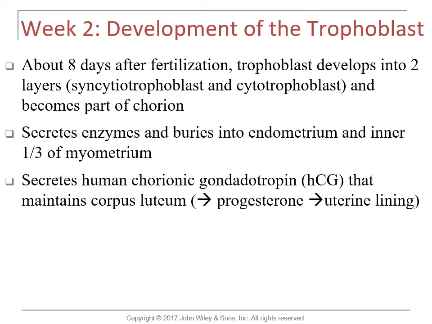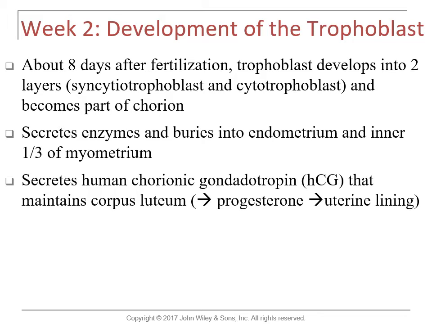The 2 layers of trophoblast become part of the chorion. Chorion is one of the fetal membranes as they undergo further growth. During implantation, the syncytiotrophoblast secretes enzymes that enable the blastocyst to penetrate the uterine lining by digesting and liquefying the endometrial cells. Eventually, the blastocyst becomes buried in the endometrium and inner 1/3 of the myometrium.